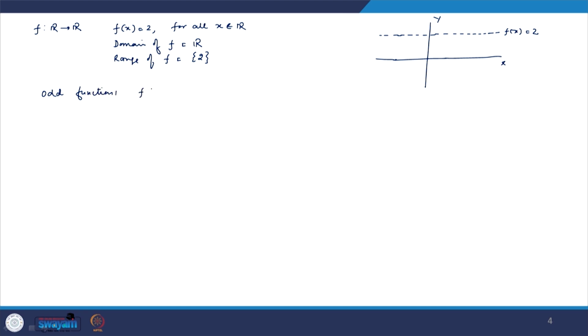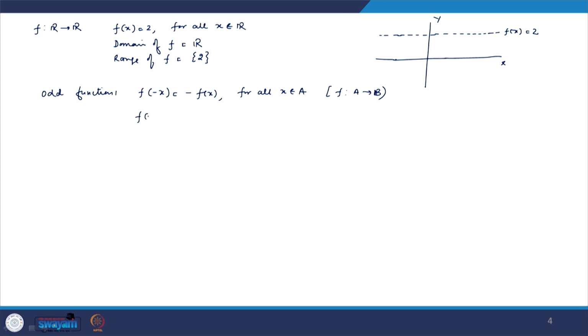Odd function means f of minus x equal to minus of f x for all x belongs to R, or for all x belongs to A, we can say, because we suppose it is defined from A to B. We are saying that f is defined from A to B. Okay. So, let us see a few examples of this.